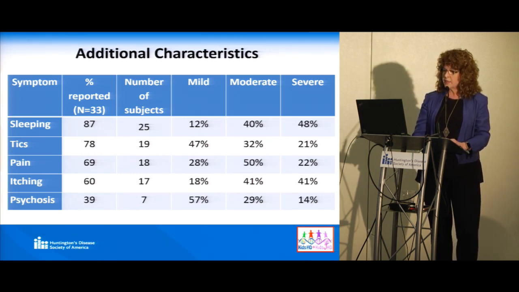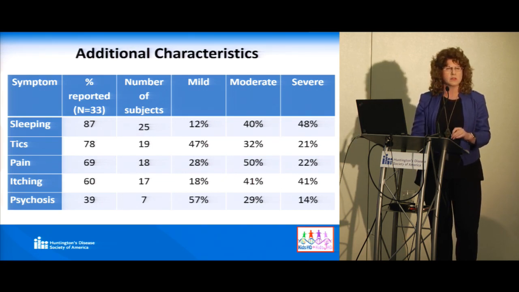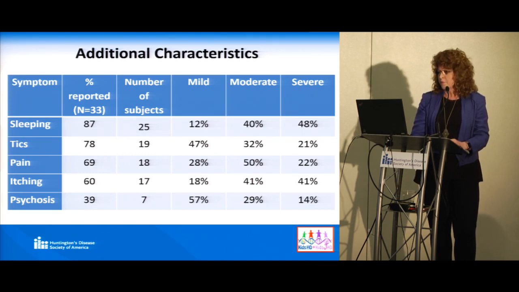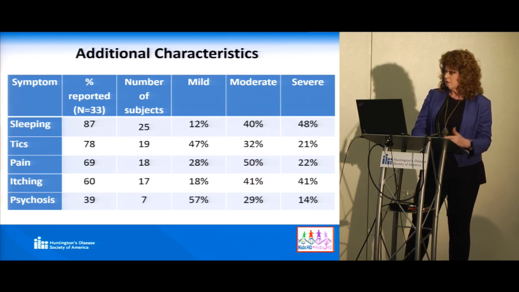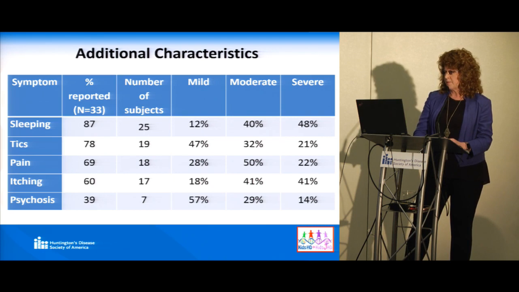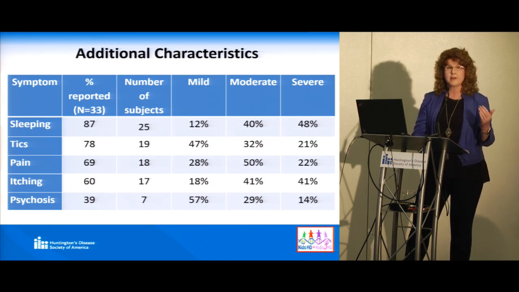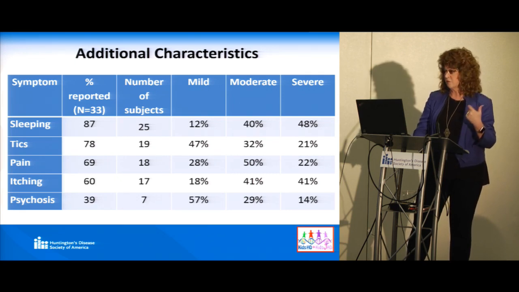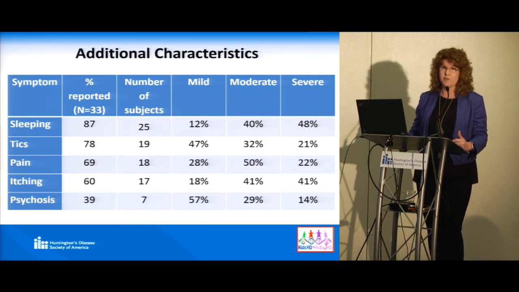So if you just look at sleeping, nearly half of those parents said that the sleeping problem was not only present, but it was severe. For tics, most of them were mild. For pain, 50% of them said that this was moderate. So these are not minor things. Itching, severe about 40% of the time. And psychosis is something that's actually somewhat internalizing. Sometimes it's hard to know when someone's having hallucinations or delusions, but those in general were qualified as mild.